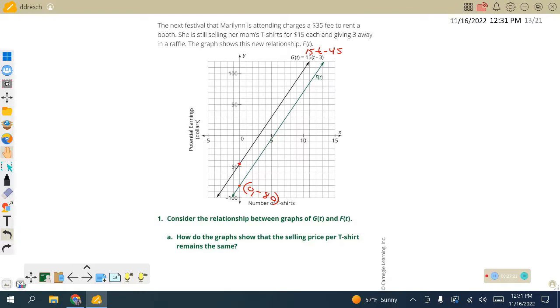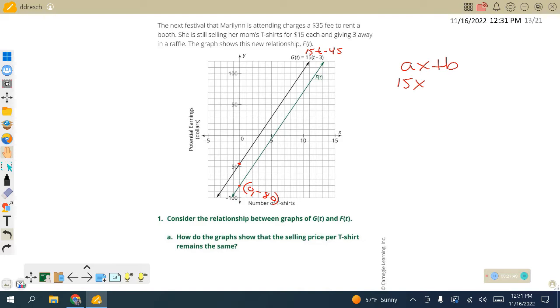Okay, so let's do that. Like we did a few minutes ago, let's create the equation of this line. AX plus B is always what we want to do. Got to know the slope, got to know the y-intercept. I'm trying to beat that into you. We're still selling at 15 bucks a pop, right? That ain't changing, so the slope is still going to be 15x.